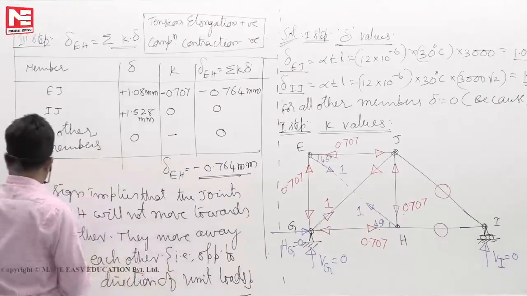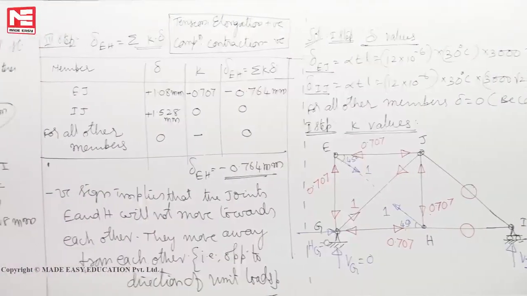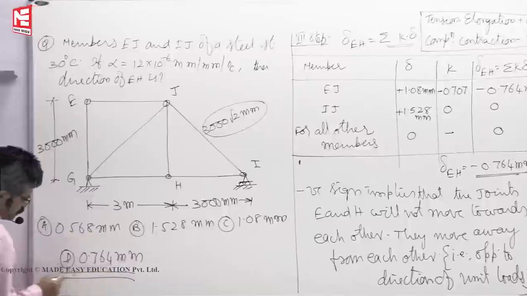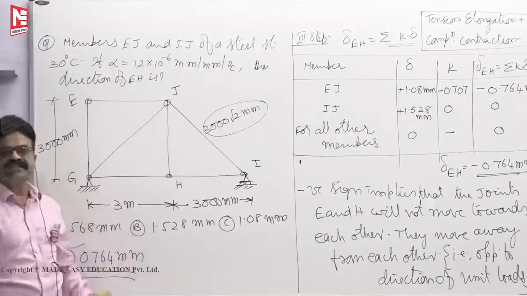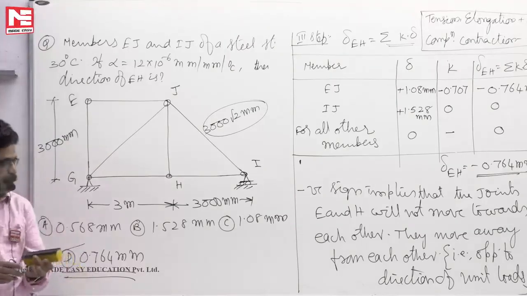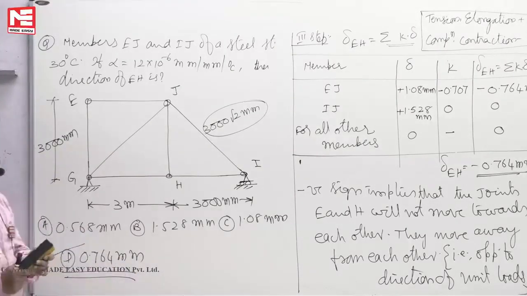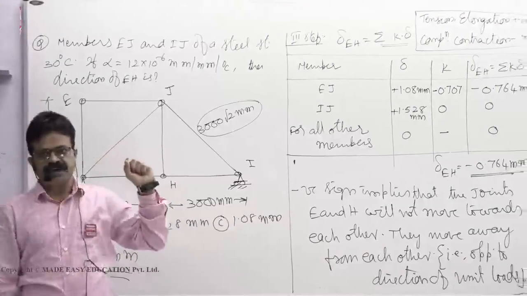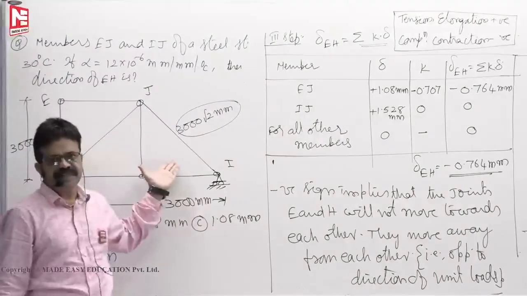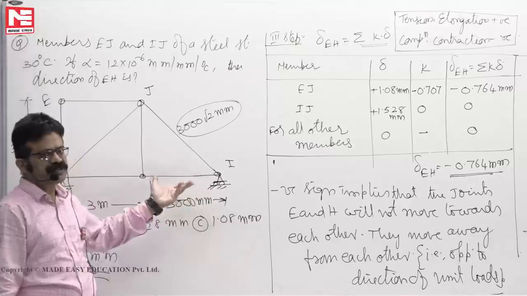Okay. So 0.764. They didn't give you here whether it is plus or minus, so simply put it as 0.764 like that. This is about the relative displacement of any two joints. Now we have given temperature changes. It can be due to loads also.